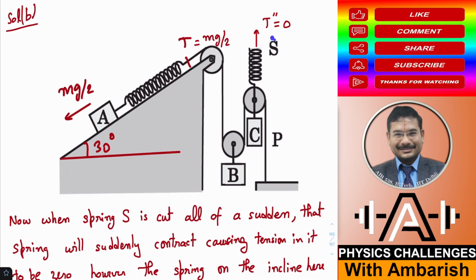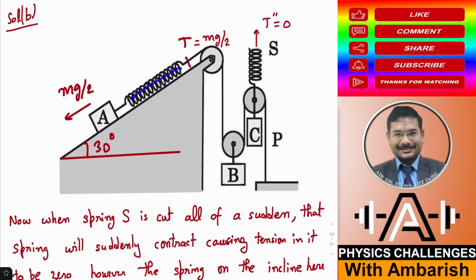So when you have cut this spring, it can contract all of a sudden because its upper end can suddenly come down, and the tension in this spring will become all of a sudden 0. Let's call this tension T double dash. So this tension becomes suddenly 0. But what about this one? Can this spring contract all of a sudden?